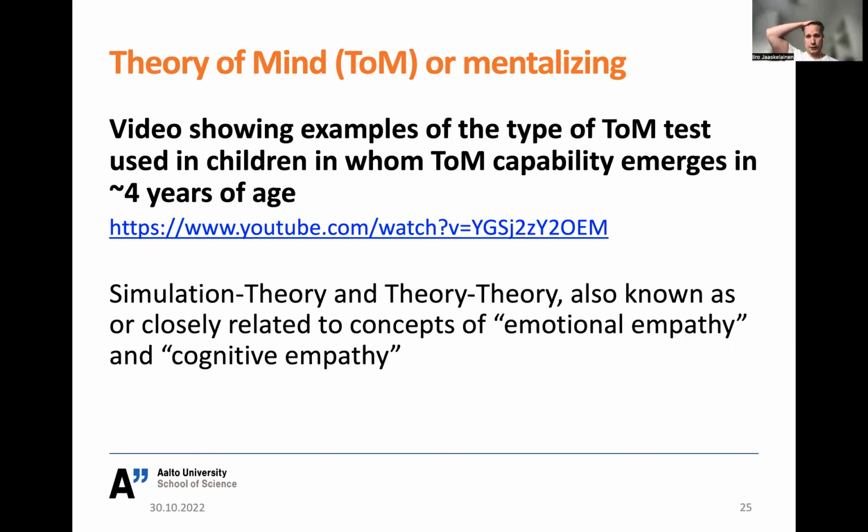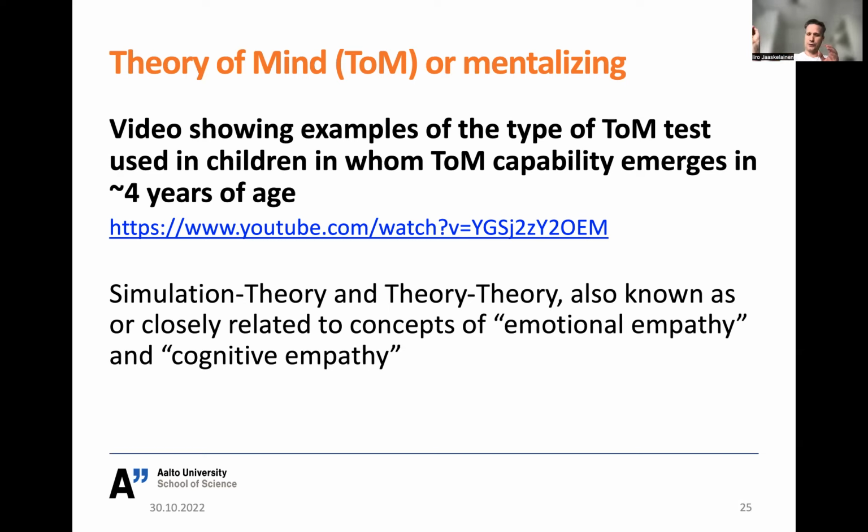So here you can see, if you look up this video, which is linked here, it shows different examples of the type of theory of mind test used in children, in whom the theory of mind capability emerges around 4 years of age. And just to give you a very quick example of the kind of theory of mind tasks: one involves looking at a cartoon, and there's one protagonist in the cartoon that places some item into a hiding place so that another protagonist is seeing this.